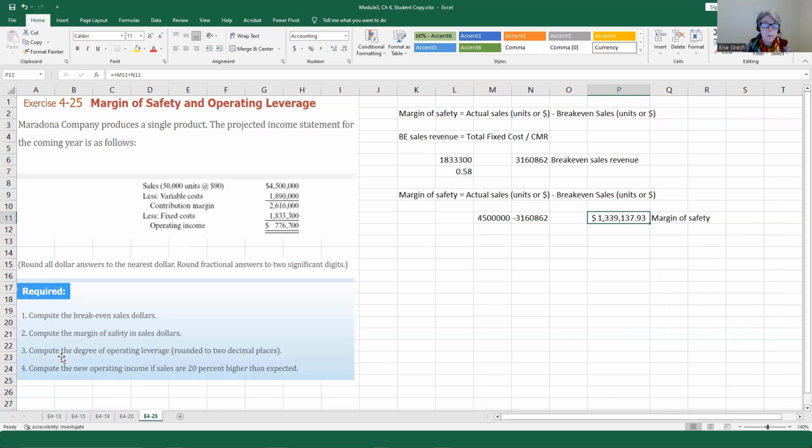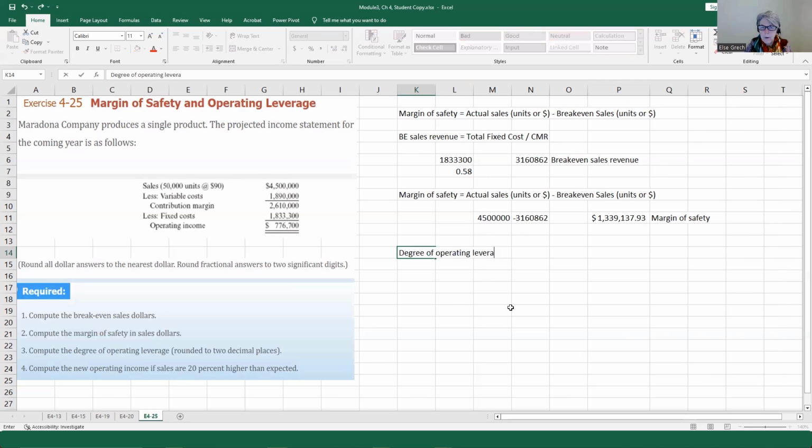Now it says compute the degree of operating leverage. So remember, the margin of safety, I said, is a measure of risk. It tells us how likely we are to fall into a loss position. We're fairly safe here. The margin of safety is very healthy. How else can we determine how risky the business is? We can use the degree of operating leverage. How do we calculate this?